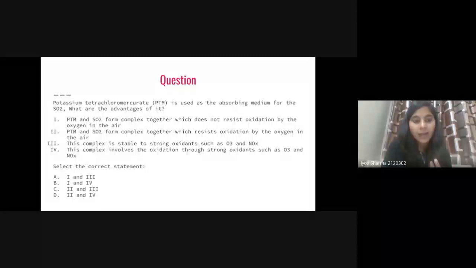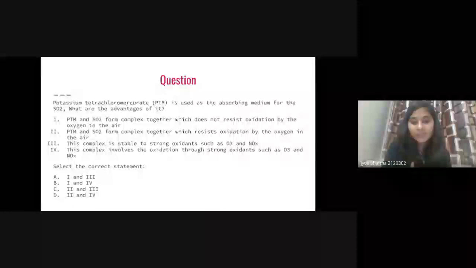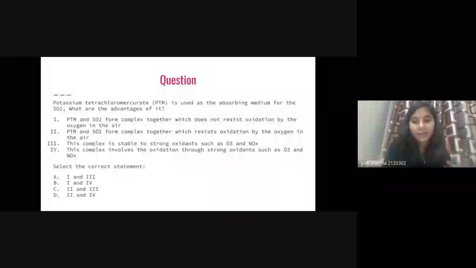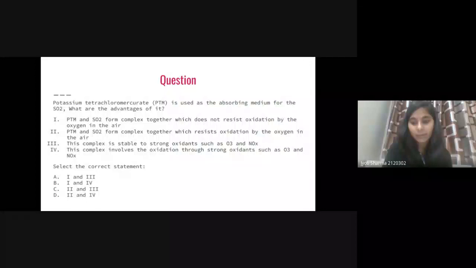this absorbing media and the sulfur dioxide will form a complex together, and that does not resist oxidation by the oxygen in the air. The second, that it will resist the oxidation by the oxygen in the air, and this complex is stable to strong oxidants such as ozone and nitrogen dioxide, and this complex involves oxidation through strong oxidants such as ozone and NOx. So you have to tell me the correct statement. Why are we using this particular chemical as the absorbing media?